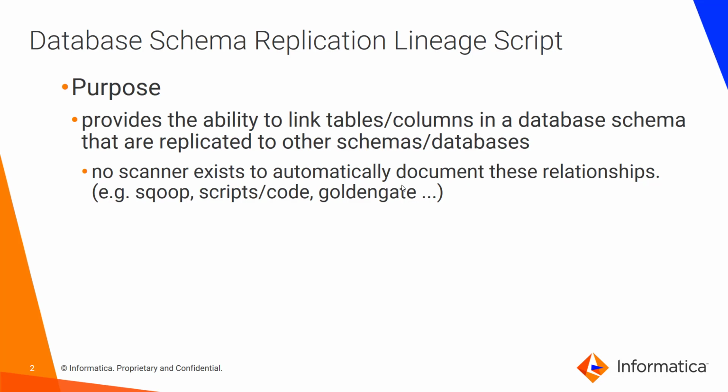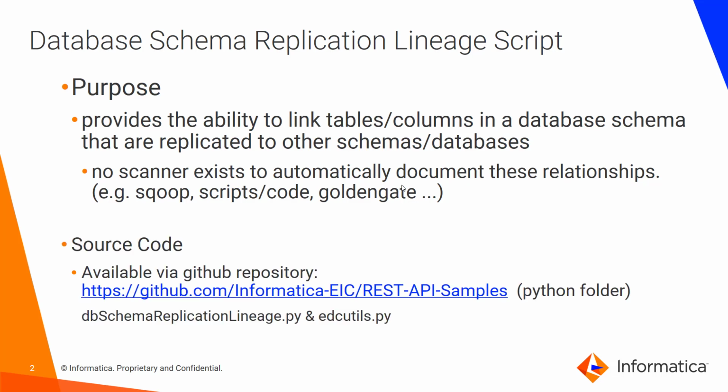So maybe you've moved them using Sqoop or a script or something that we don't scan automatically, like GoldenGate, because it doesn't produce any metadata. So the source code for this is available on our GitHub repository. You can see the link here. I'll show that in just a moment. It's called DB Schema Replication.